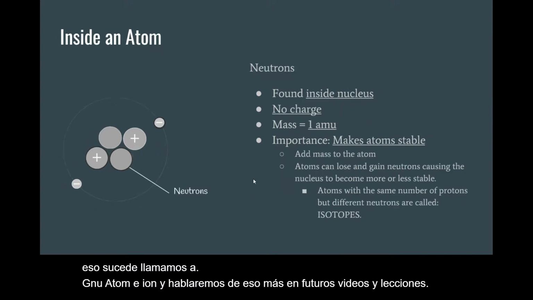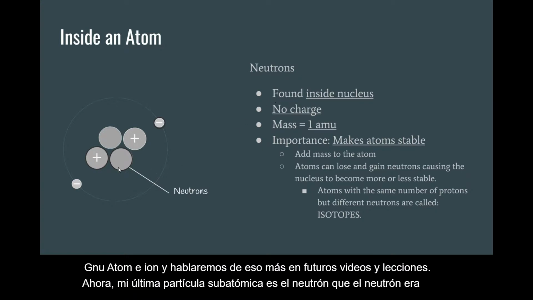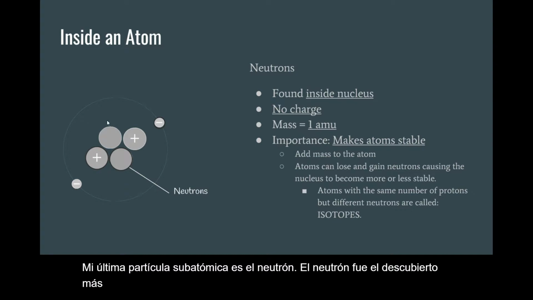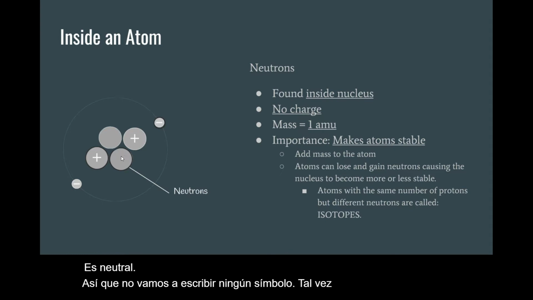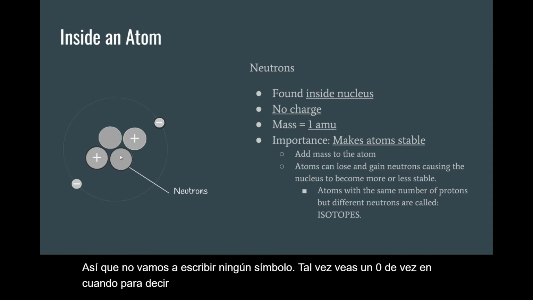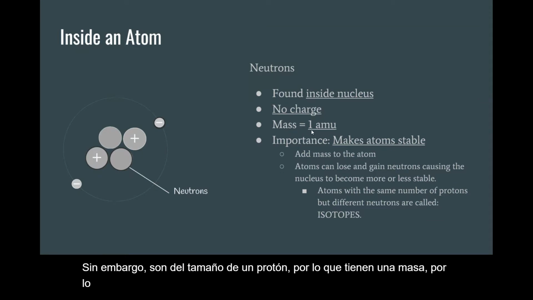Now, my last subatomic particle is the neutron. The neutron was the one most recently discovered, and it is found inside the nucleus, but it doesn't have a charge. It is neutral. So we are not going to write any symbols. Maybe you'll see a 0 every now and then to say no charge. However, they are about the size of a proton, so they do have a mass, so they do add to the mass of an atom, and it's said to have 1 atomic mass unit as well.